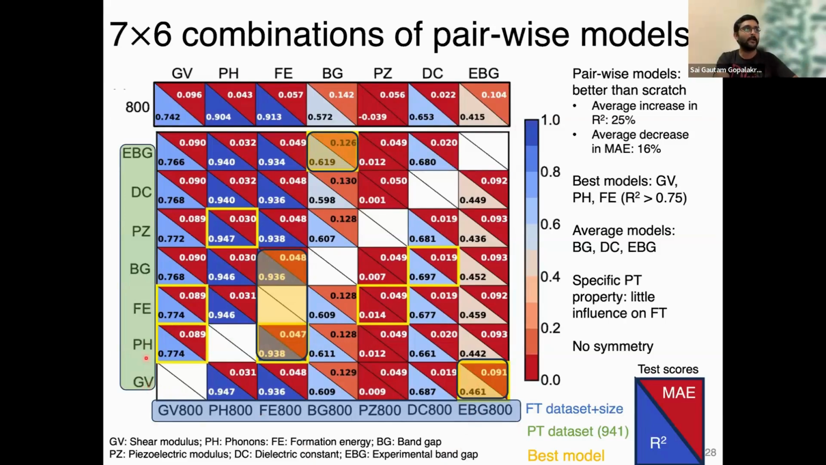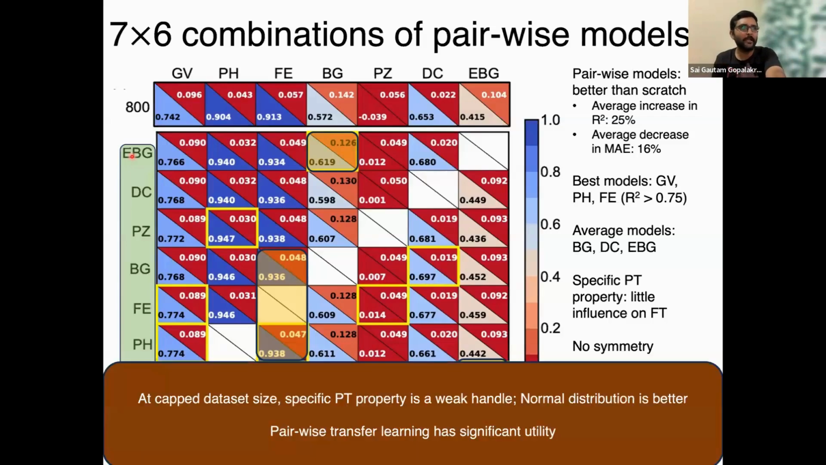But if you want really good predictions on shear models here, you don't get that by pre-training on experimental band gaps, right? So a data set that gives you the best performance when you fine-tune doesn't give you the same performance when you pre-train on it. So there is no symmetry between pre-training and fine-tuning data sets. This is another very important and very nice insight that you can get in transfer learning. Okay, so that's a summary of what we learned from transfer learning here.